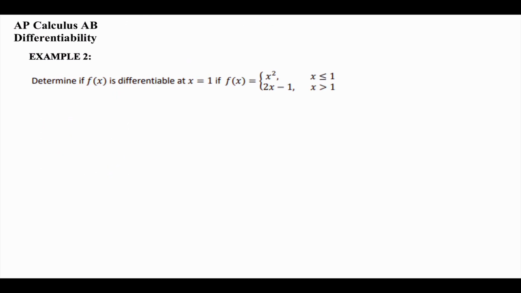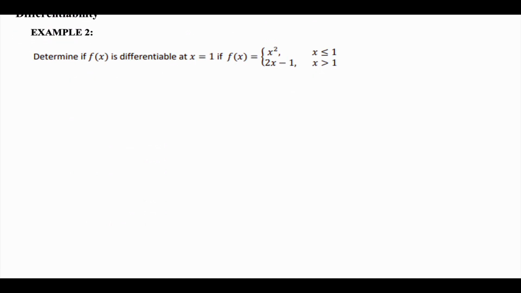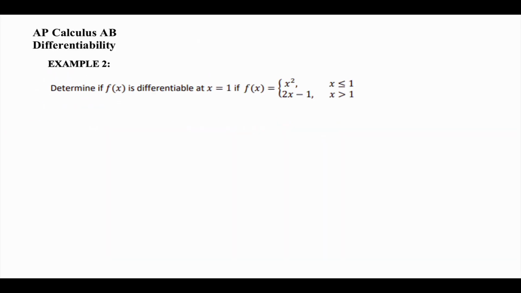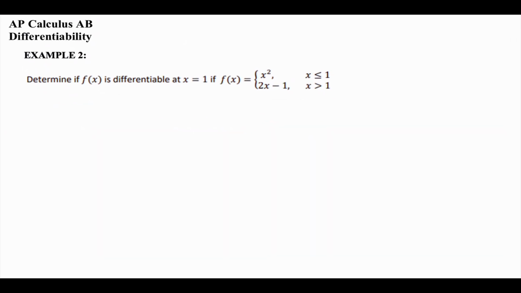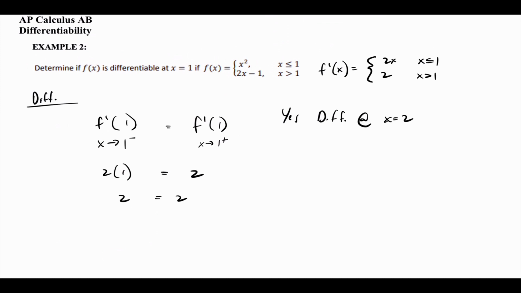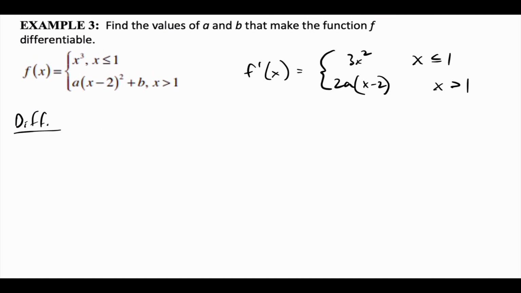So example 2, is it differentiable? That's it. You don't have to find continuity, it's just is it differentiable? And then number 3 is, it's differentiable. Tell me what A and B are. Okay, and then we'll be done. So example number 2, yes, differentiable. Found the derivative, plugged in 1, you get the same answer, right? Okay. Number 3 is you have to find a and b.